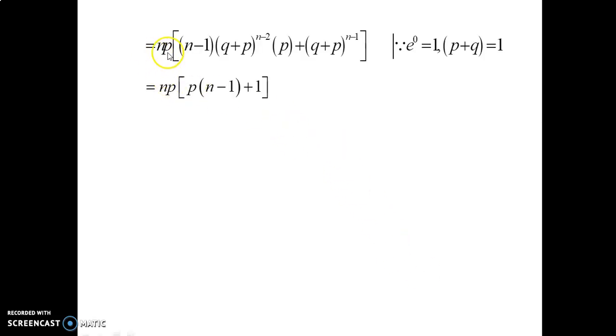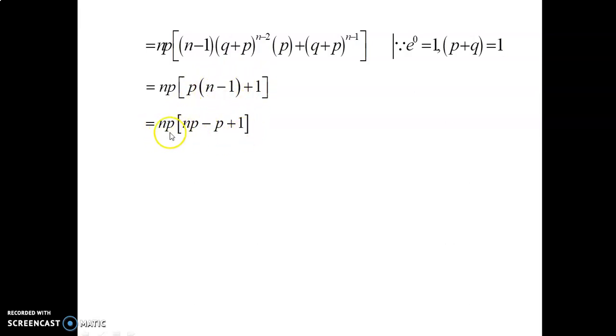Now equal to np into (n minus 1) into q plus p^(n minus 2) into (p plus q) plus p, whole power n minus 1. That is, e power 0 equals 1 and p plus q equals 1. So these values are 1 and these values are 1. So next step we get np into p into (n minus 1) plus 1. Multiplying this term, we get np minus p plus 1.